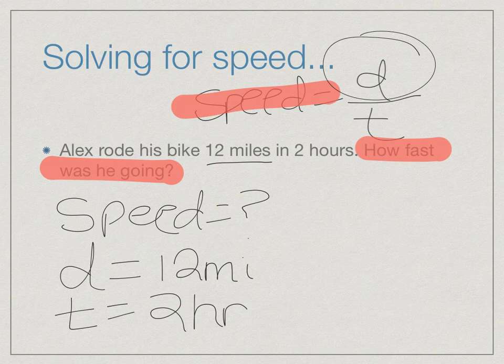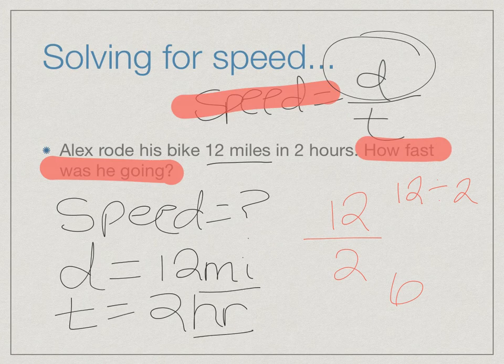So that means that I'm going to plug these numbers into our formula. So distance, 12, divided by his time, 2. You could also write it like this: 12 divided by 2. 12 divided by 2 is 6. So I know his speed was 6. And we remember we need to figure out the unit. We know that he drove miles and hours. So that means his speed was 6 miles per hour. Pretty simple, right? All you have to do is just plug it into the formula.